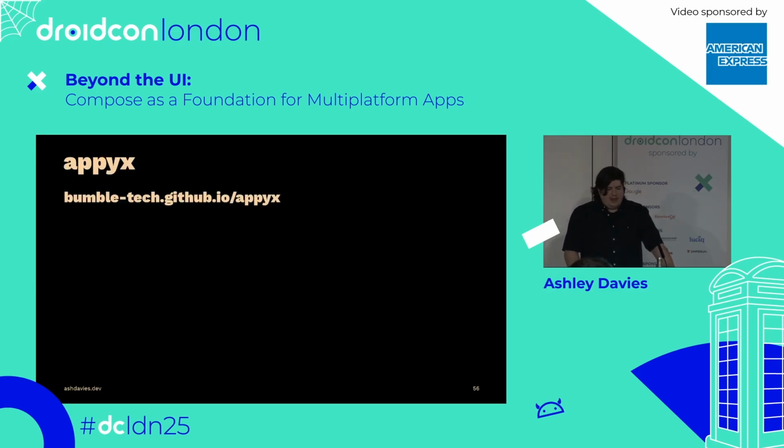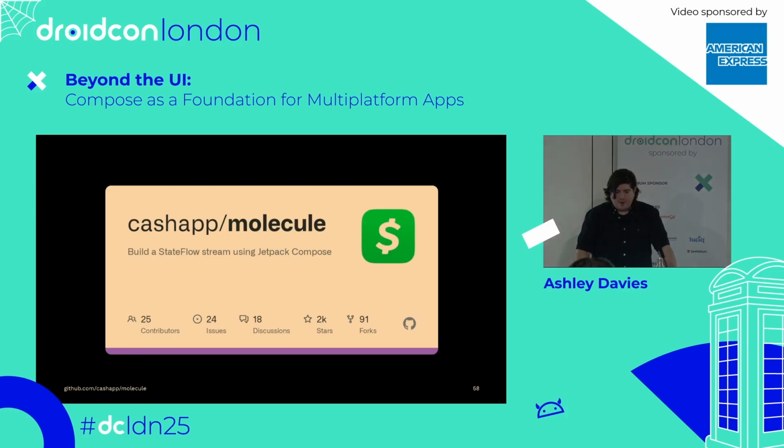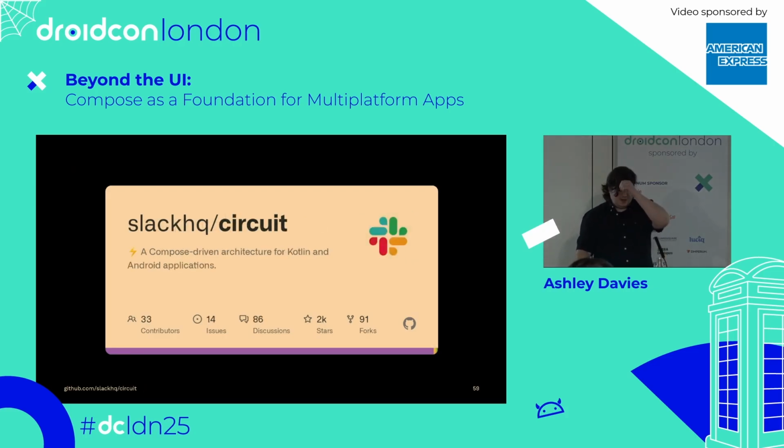I've also got Appyx, I'm not sure that's pronounced correctly, but it's one from Bumble, and they focus a little bit more on gesture navigation and a bit more on animations, so that's quite nice to work with. And we have PreCompose, which is basically the same API as Jetpack Navigation, but with some tweaks for multi-platform support.